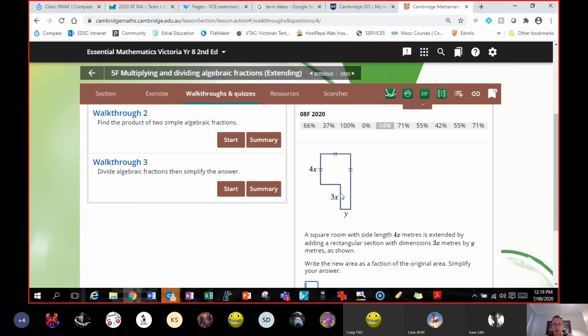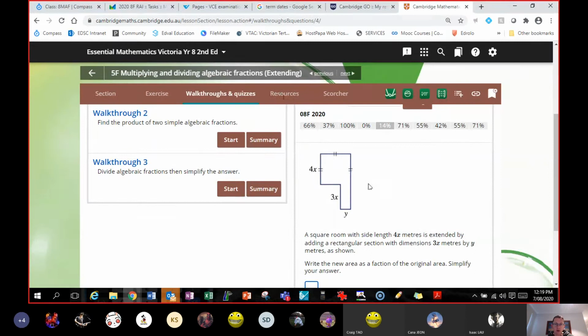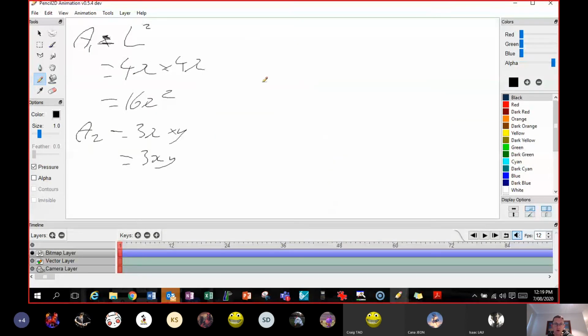This one's getting pretty tricky. This area, what area would we add on? Well, it's 3x by y. That's the area we've added on here. So the area of the new section, I'm going to call that the original area. Area of the new section is going to be 3x by y, which is just 3xy. So the total area of these is what? Well, my total area, let's call it the total, is 16x squared plus 3xy.